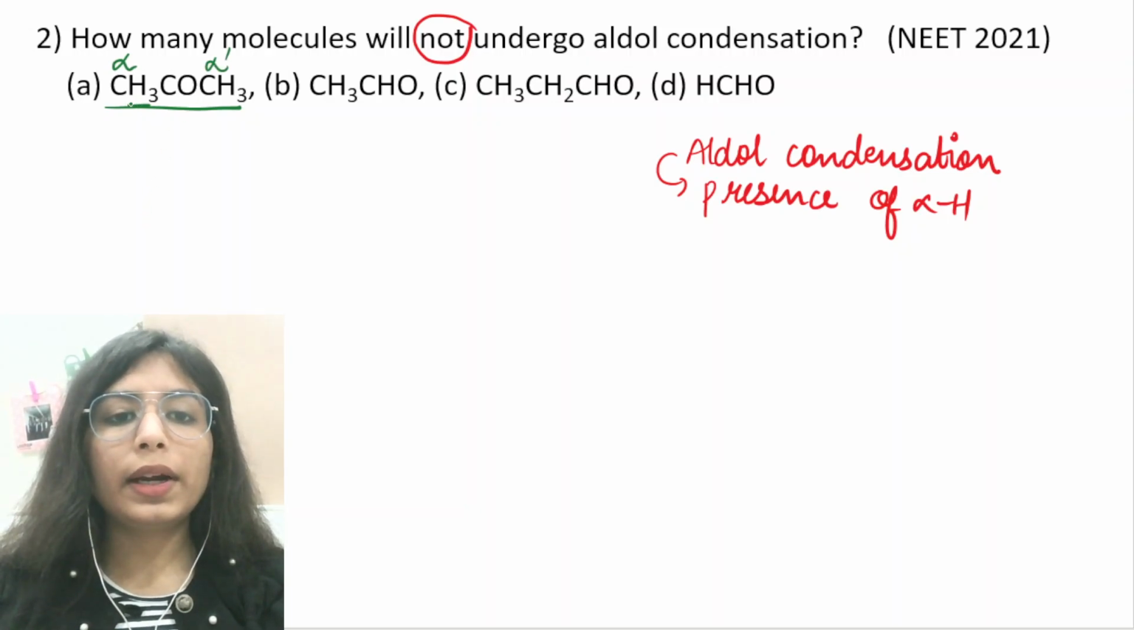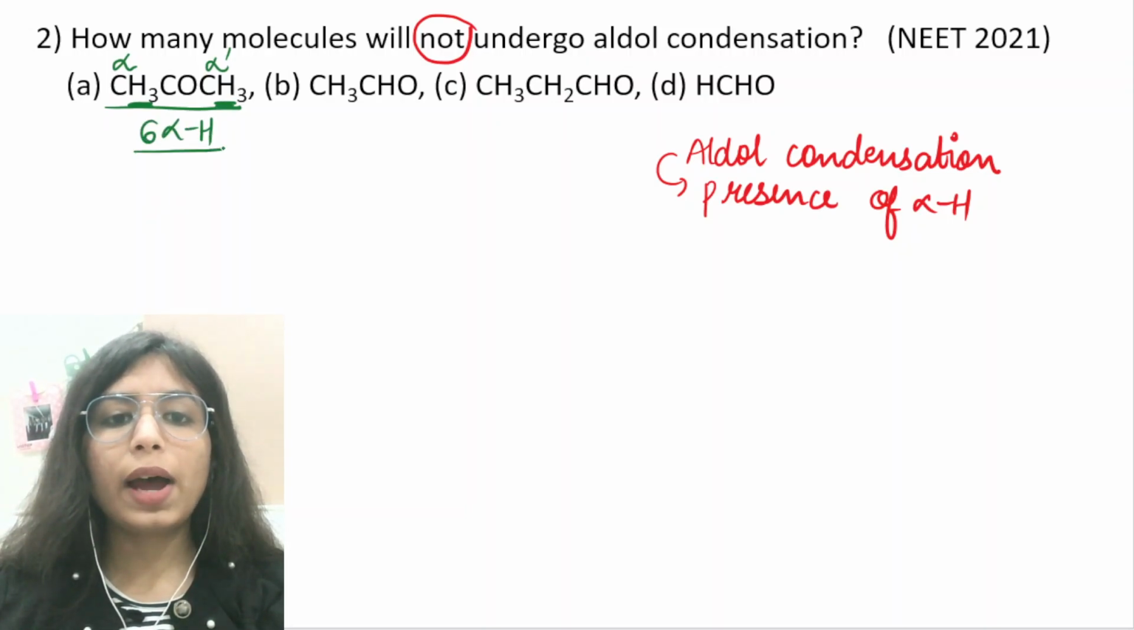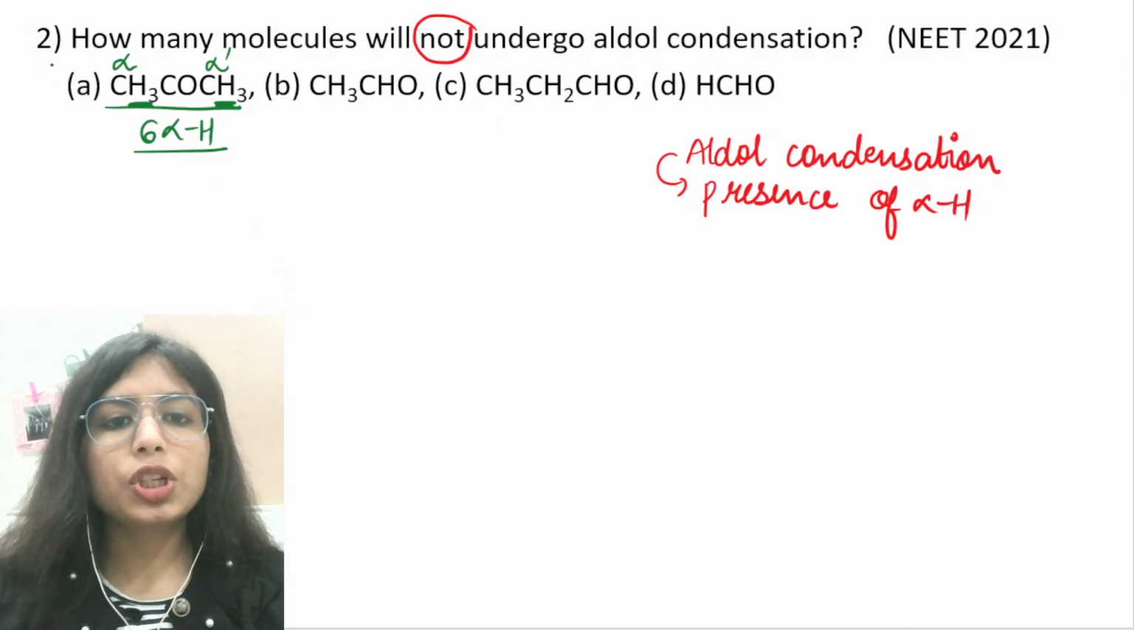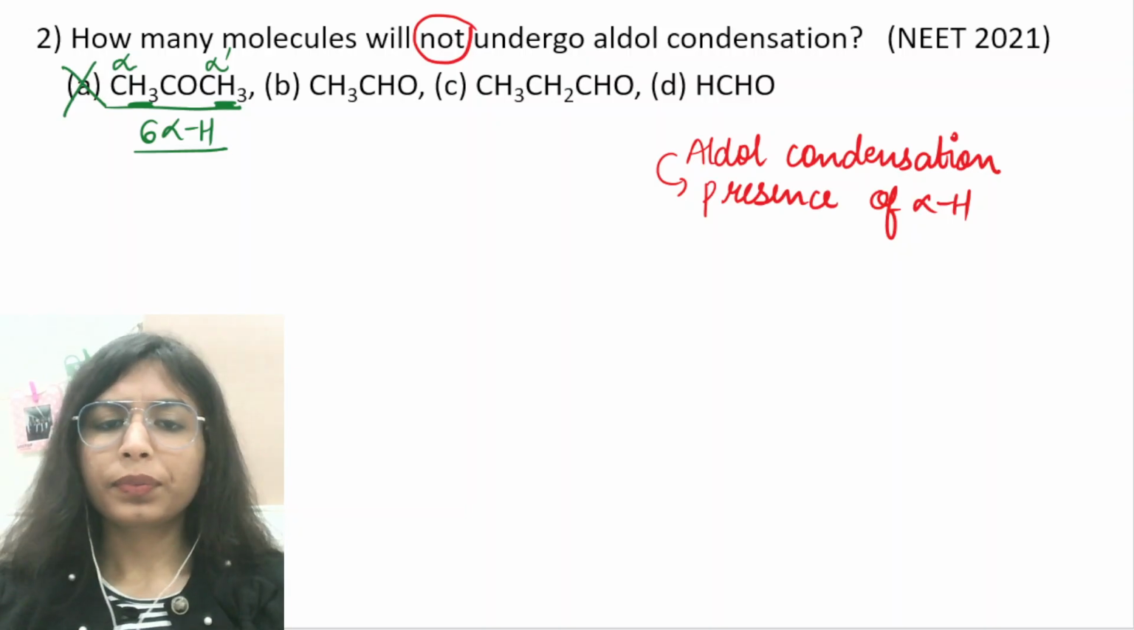So both of them are containing 3 hydrogens each. So here it is containing 6 alpha hydrogens, which means that it can definitely undergo aldol condensation reaction. So this is my incorrect option, right?